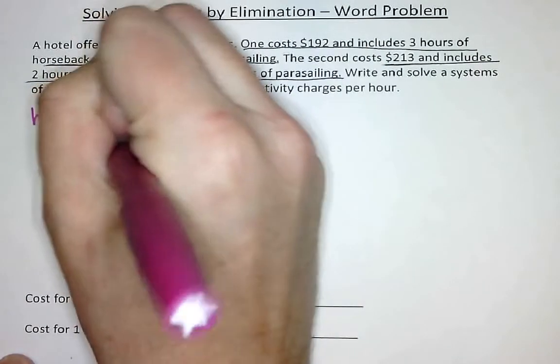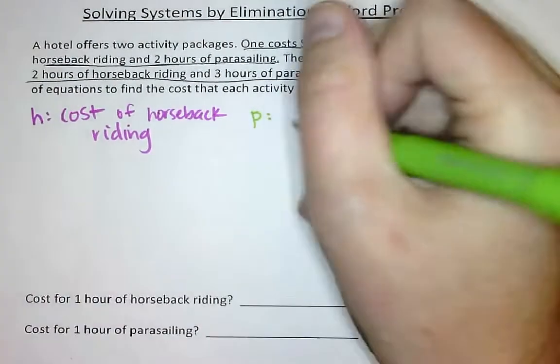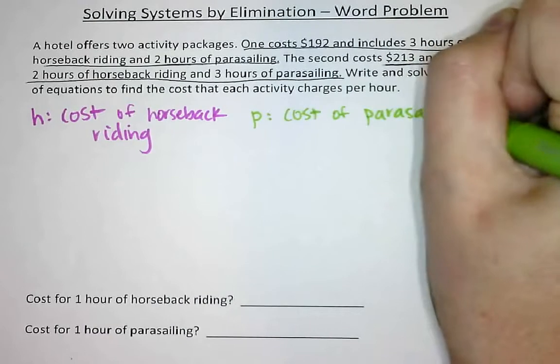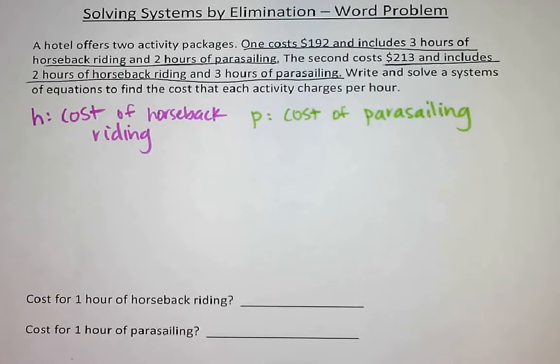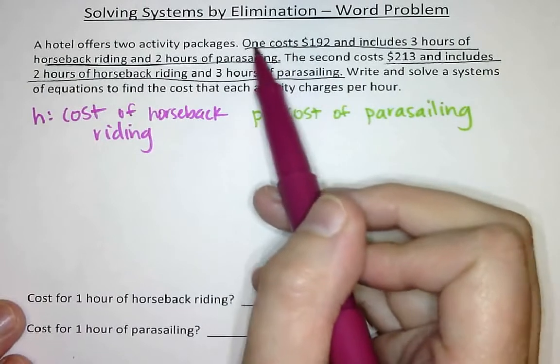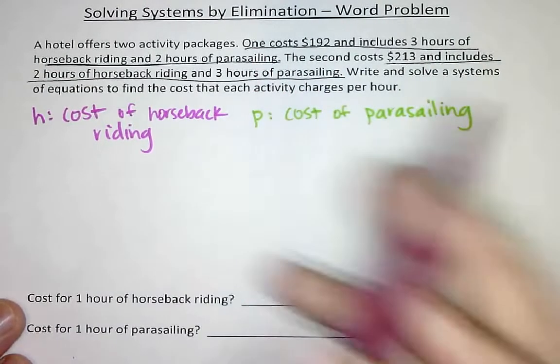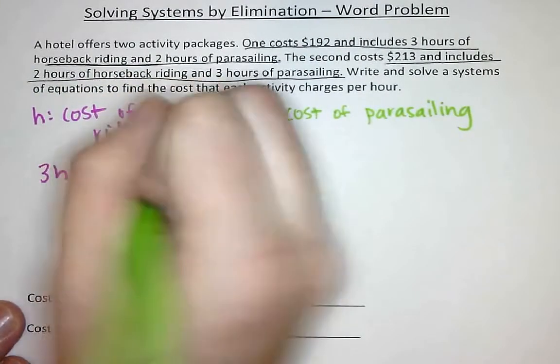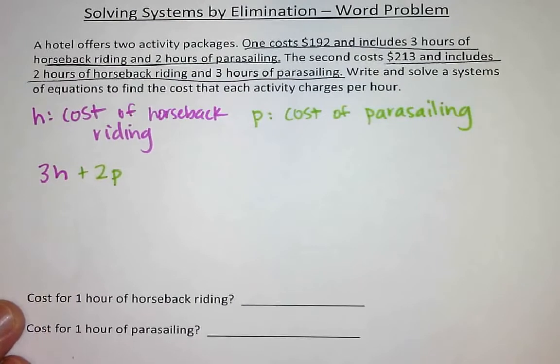So guys, we might know the emotional cost, but we don't know the actual physical cost, okay? So we don't know what the cost of horseback riding is and the cost of parasailing is. So we are going to have to write some equations to figure this out. So y'all, in my first activity package, we have 3 hours of horseback riding and 2 hours of parasailing. Do y'all feel good about that? And how much did that cost me? $192. So this would be a great first equation.